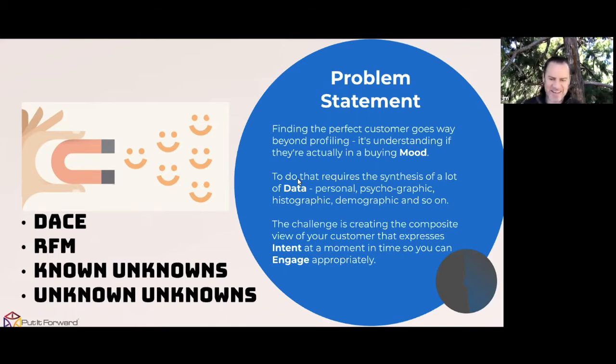To do that requires a lot of synthesis of a lot of data, personal, psychographic, histographic, demographic data, and so on, all in real time. To crunch that is an immense challenge, hence some of the previous chapters. We encourage you, if you haven't already seen them, check on them. But the real challenge is understanding what that intent is at that moment in time, so you can engage appropriately with the right campaign, the right message, the right action, the right service.